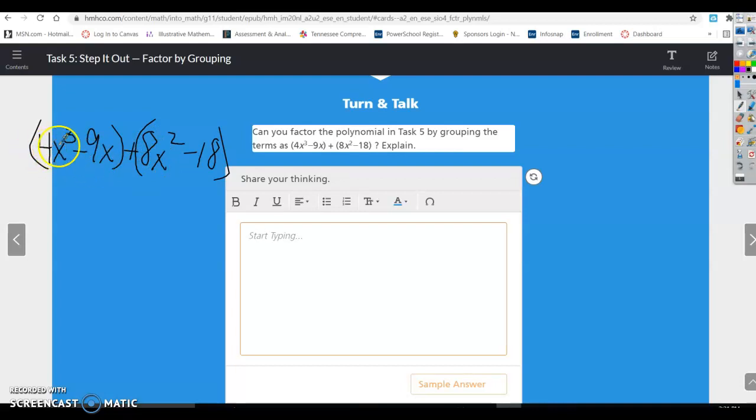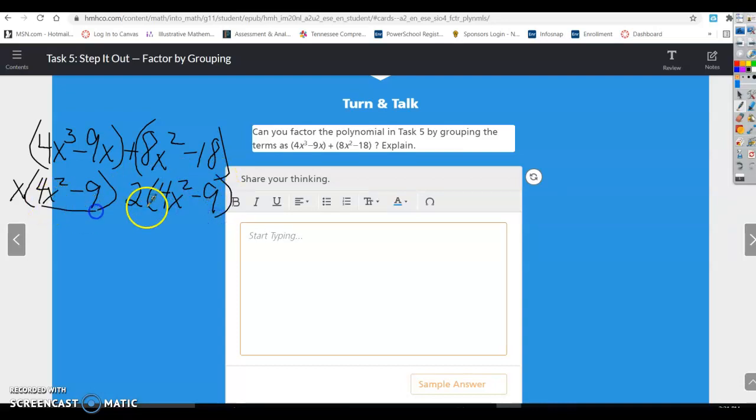So now we can't factor out a 4, but we can still factor out an x. So we're left with 4x squared minus 9 in the parentheses. Over here, we can factor out a 2, and we're left with 4x squared minus 9.